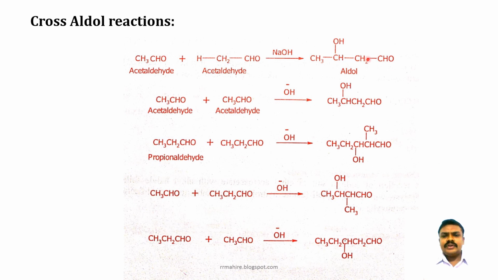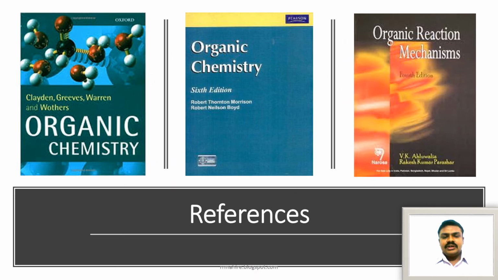These are the different types of aldol, the cross aldol reaction. What is a cross aldol reaction? When similar aldehydes are there, it is a simple aldol condensation. But suppose two different aldehydes are there, like propanaldehyde and acetaldehyde reacting with each other, then there may be the formation of different types of products, known as cross aldol condensation.